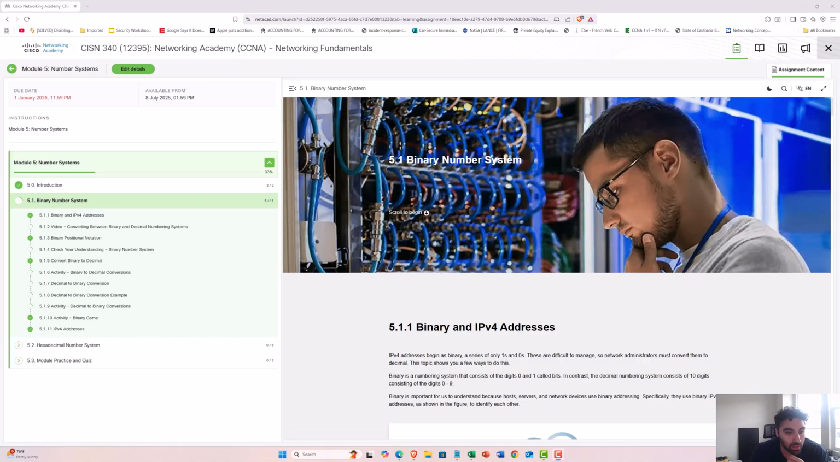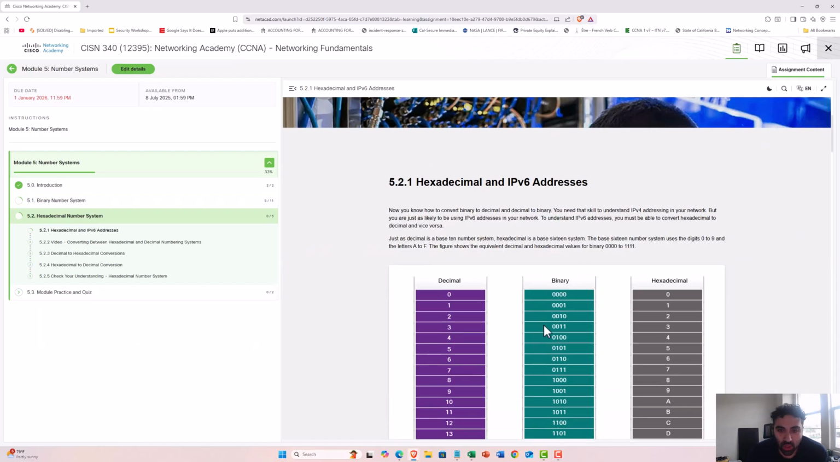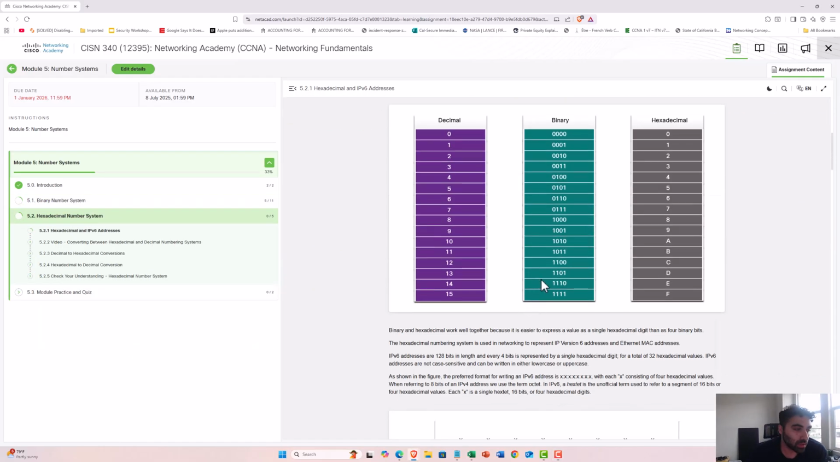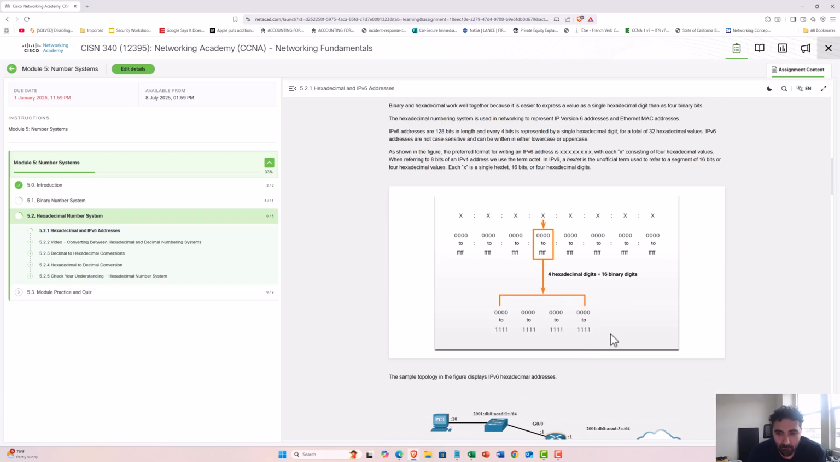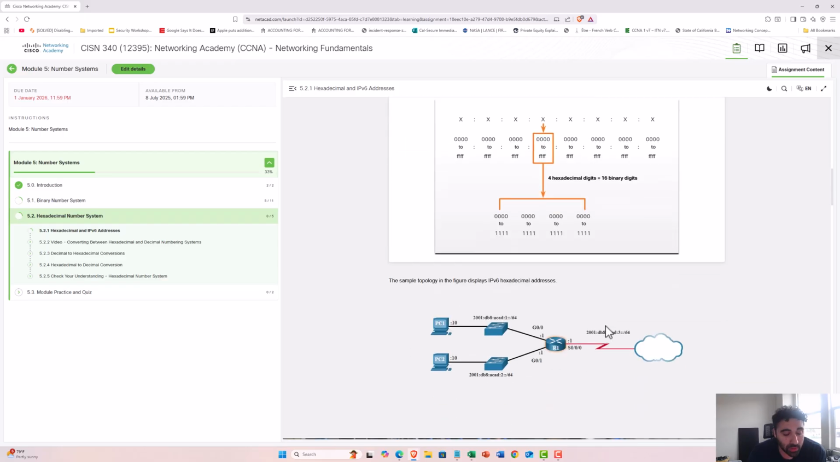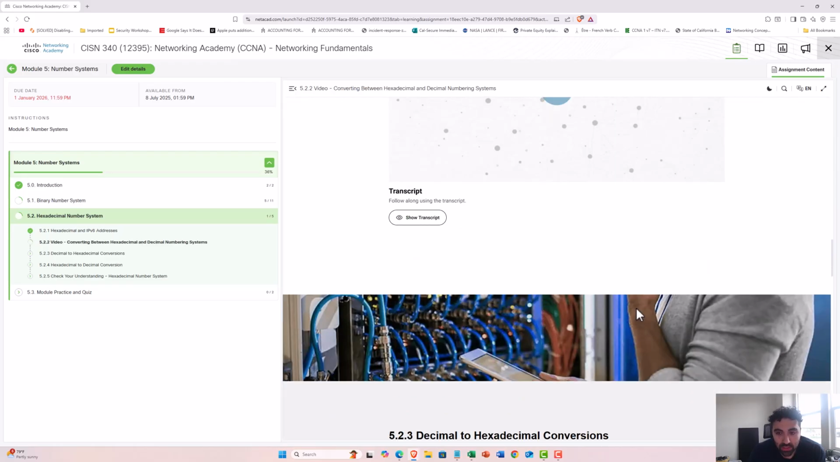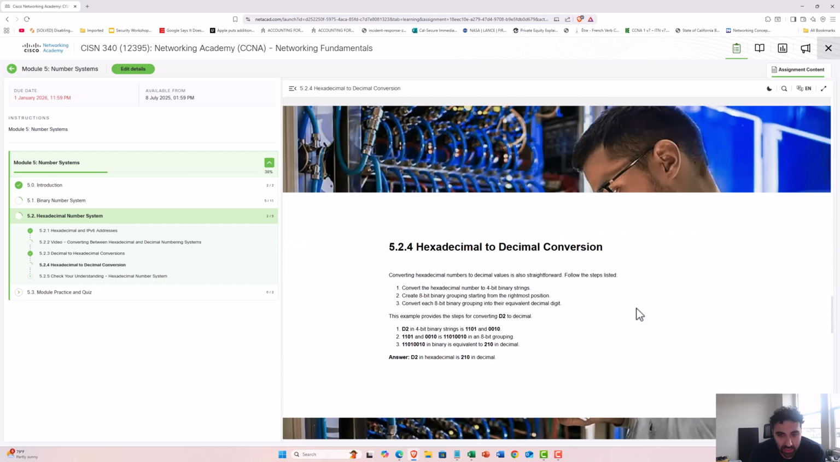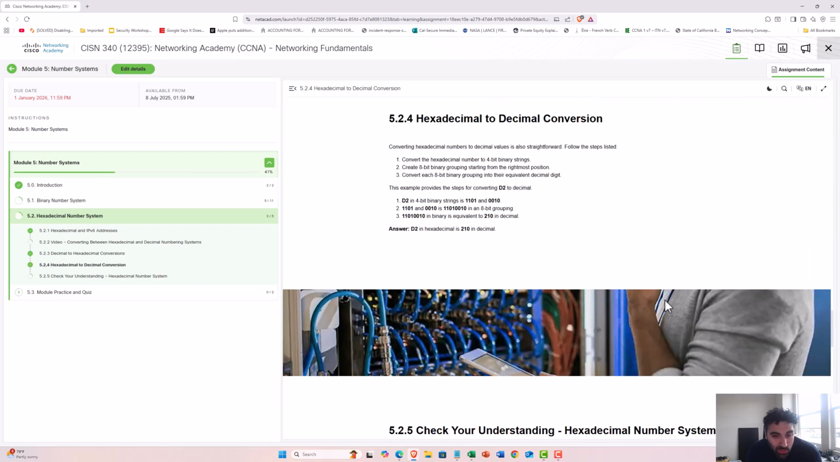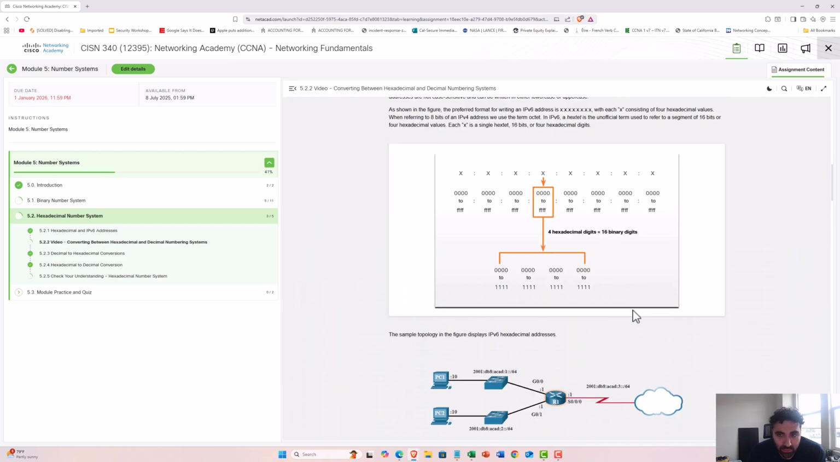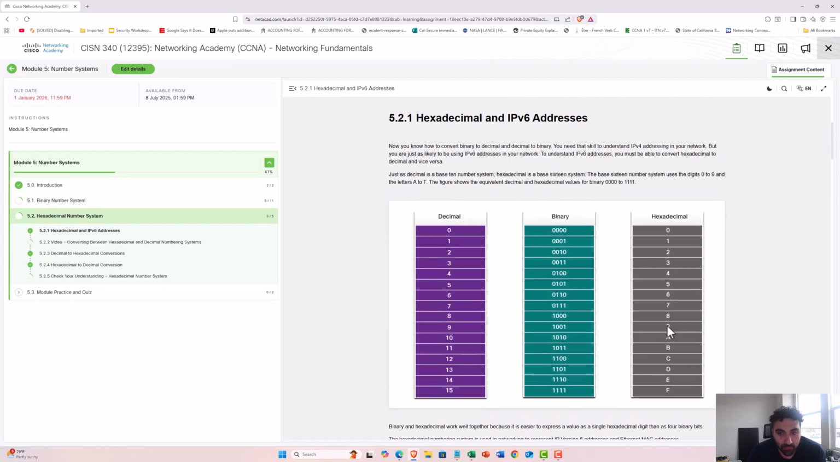All right. Now let's jump into hexadecimal. Hexadecimal, we're going to go briefly over it. We're not going to dive too much into it, just because for the most part, we will be focusing on IPv4 within the CCNA Networking Fundamentals beginning course. But it's good to just have a general understanding of what it is and just how to convert. It's relatively similar in terms of the conversion.